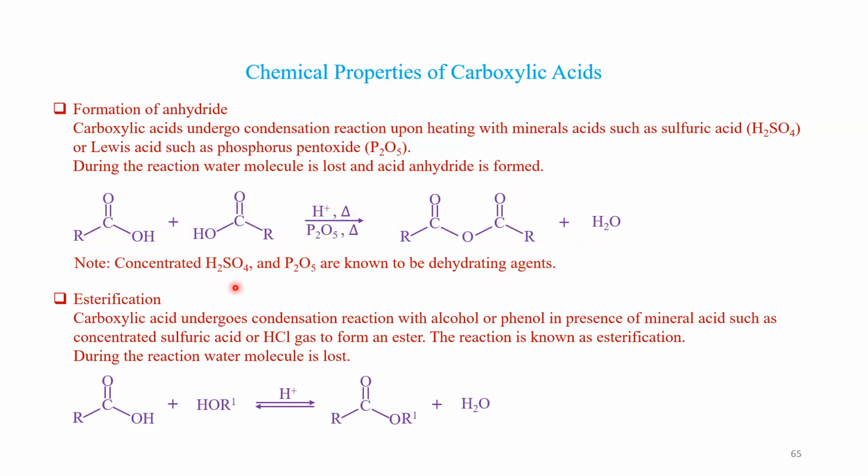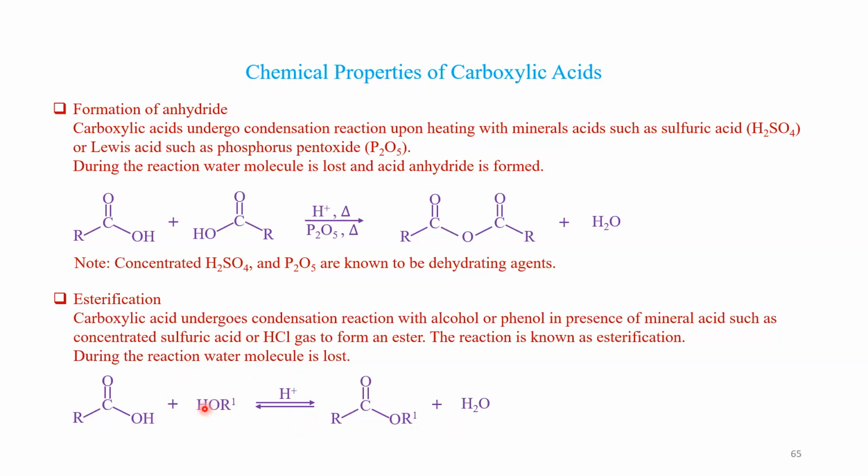Next, esterification. Carboxylic acids react with alcohols in presence of a small amount of concentrated sulfuric acid or HCl gas. We should not use HCl solution, because if we use solution, there will be a lot of water, and that will promote the reverse reaction. So we can use HCl gas, but not HCl solution. Even sulfuric acid should be concentrated, not dilute.